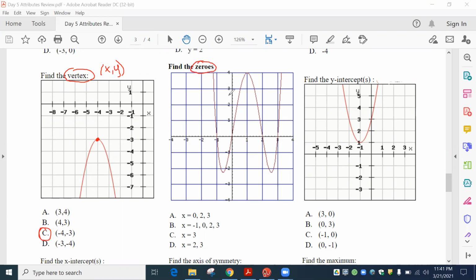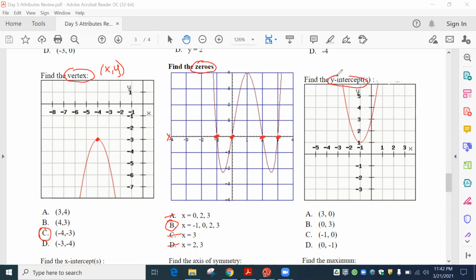Right, next, what are zeros? Zeros are the same as x-intercepts. It's where it crosses the x-axis. So it crosses at -1, 0, 2, 3. And there's only 4 answers. There's only one of these that has 4 answers. So that's got to be B.